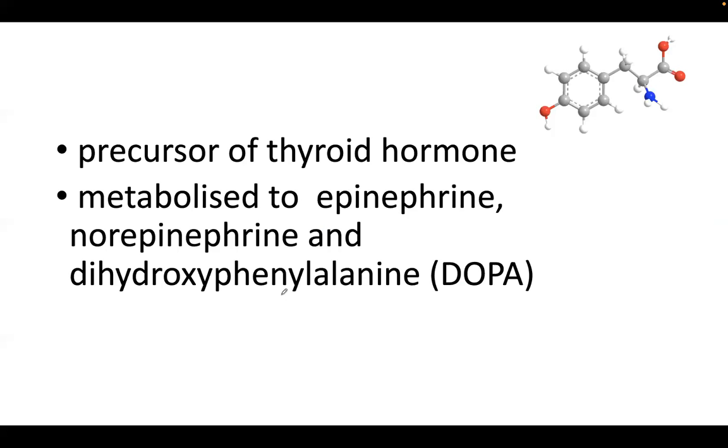Now, question, what amino acid is the precursor of thyroid hormone? What amino acid is the precursor of the thyroid hormone? And this amino acid, when metabolized, will produce epinephrine, norepinephrine, and dopa. Okay, so the amino acid is tyrosine.